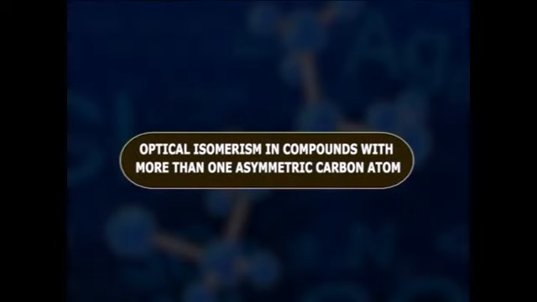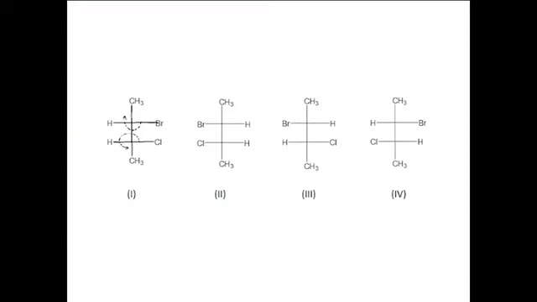Now let's study optical isomerism in compounds with more than one asymmetric carbon atom. An organic compound which contains two dissimilar asymmetric carbons can give four possible stereoisomeric forms. Thus, 2-bromo-3-chlorobutane can give four stereoisomeric forms.